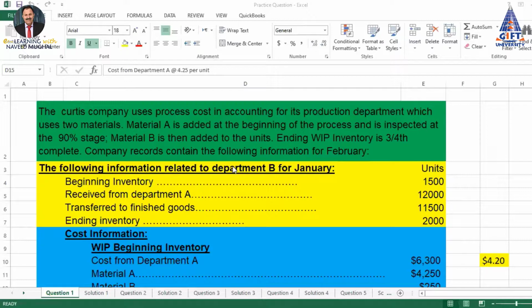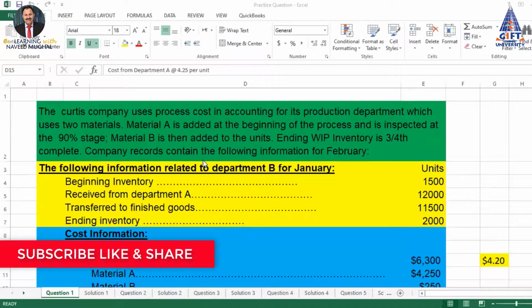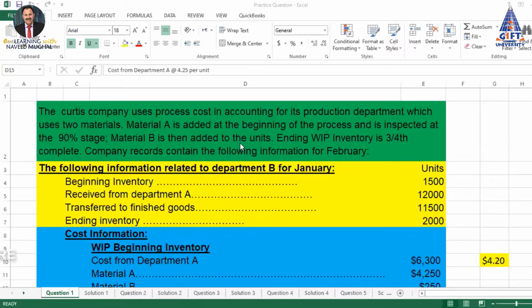Bismillahirrahmanirrahim. In this session, we will prepare the cost of production report for the second department, that is Department B, in the second month, that is February. Second month means there would be opening inventory, and second department means there would be Department 1 cost as well. There would be prior department costs. How would we treat both of these points in preparation of the cost of production report?